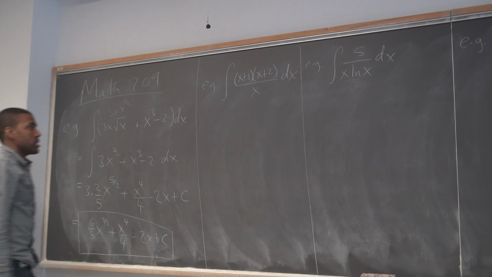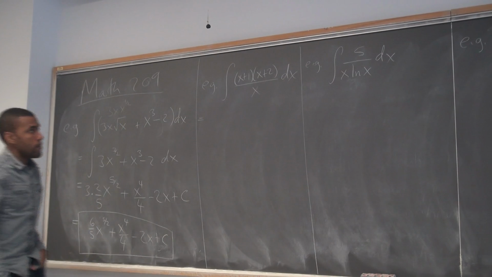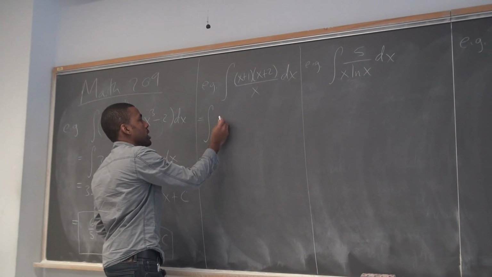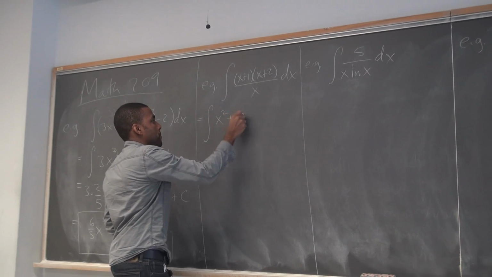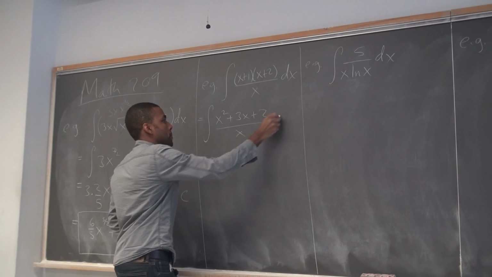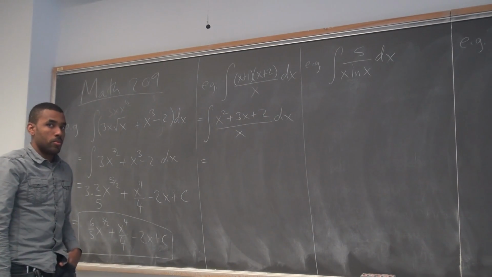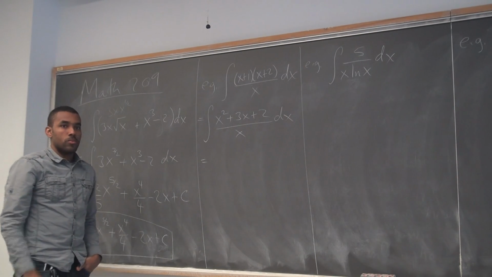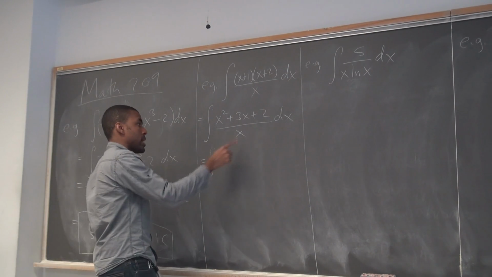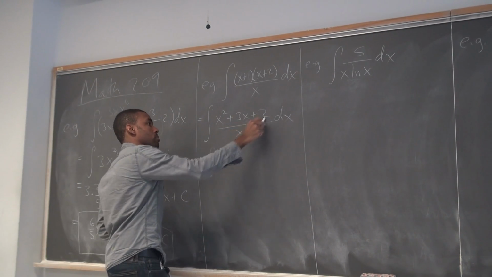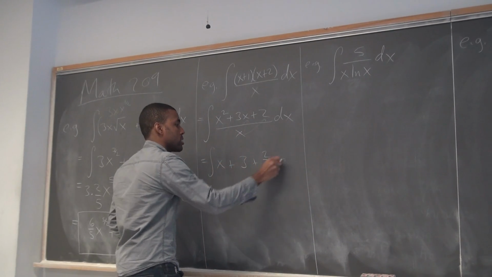What about this example? You divide each term by x, right? Take this x, you divide into each term. So we will end up with x plus 3 plus 2 over x dx.